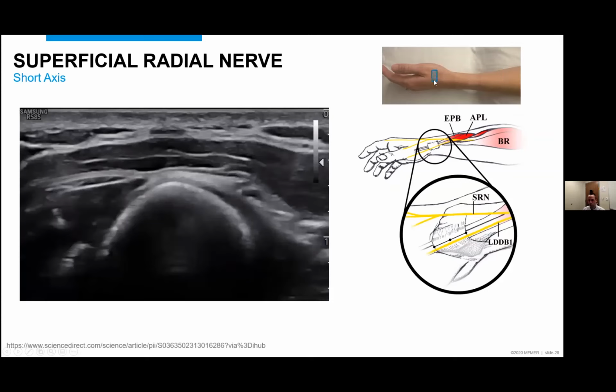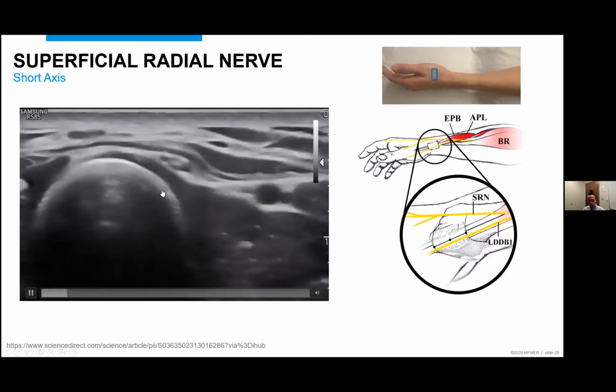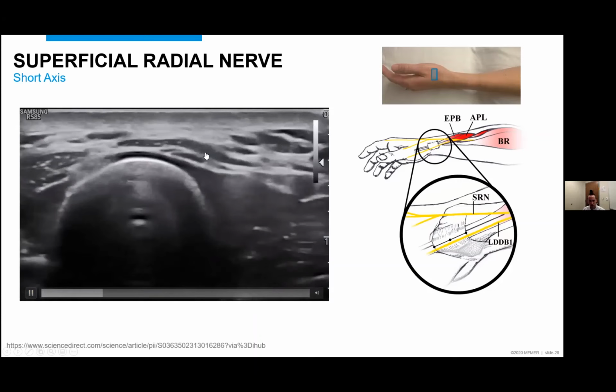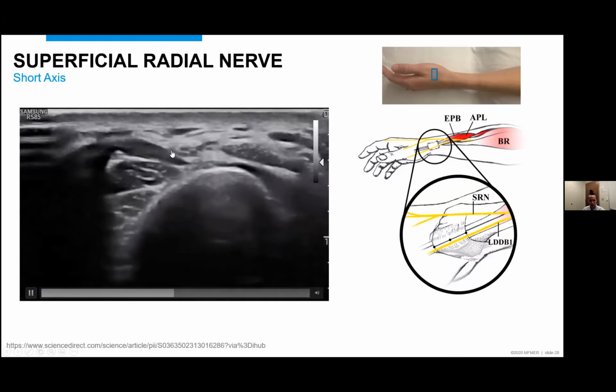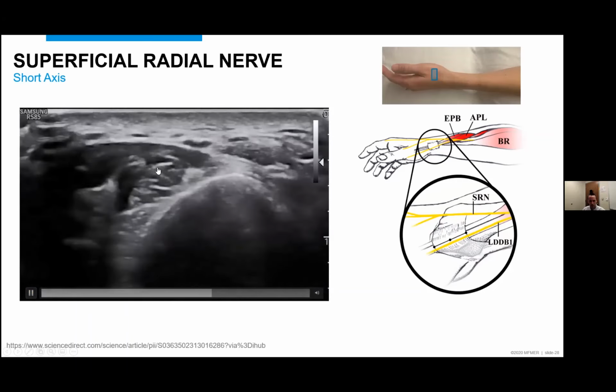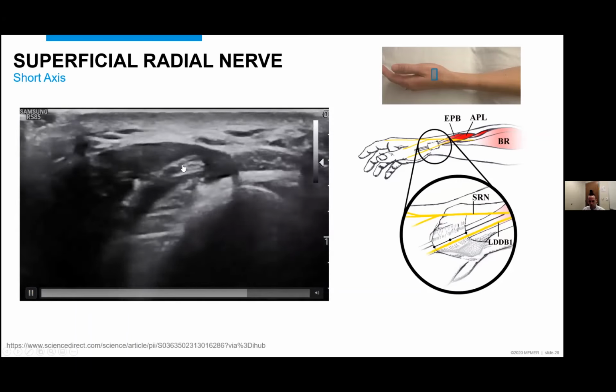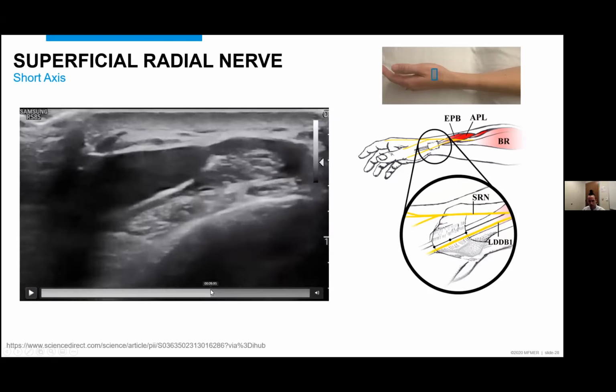So this is kind of the course we're going to be following here. This is the nerve right here. Let's follow that. We're starting proximally. The brachioradialis is turning into a tendon. You can see the nerve kind of snapped a little bit there. And as it is going, ECRL is here, and here's that first extensor compartment crossing over the second.